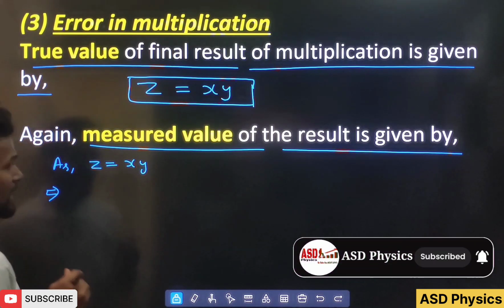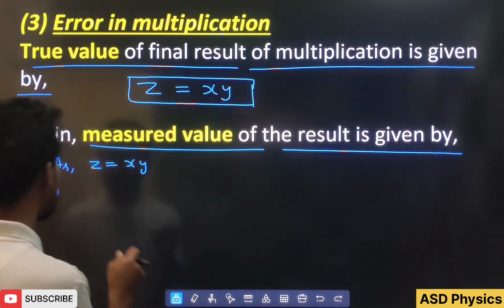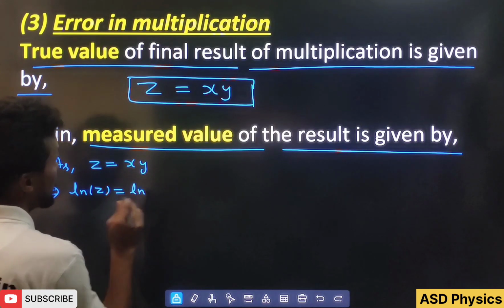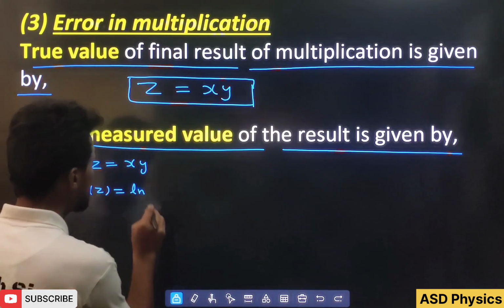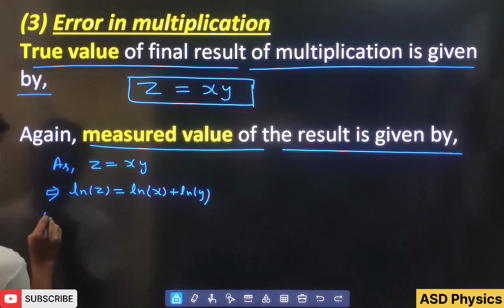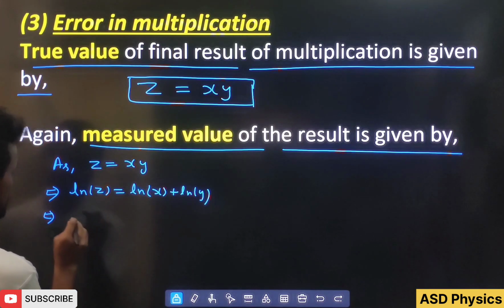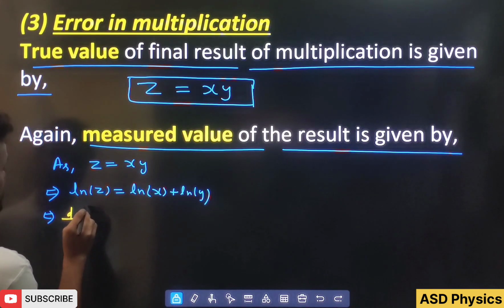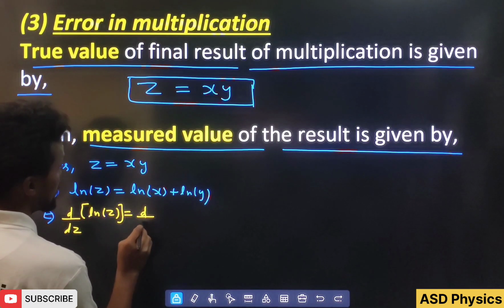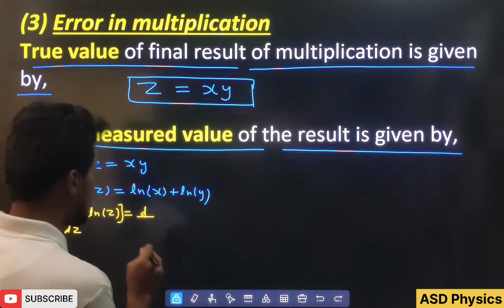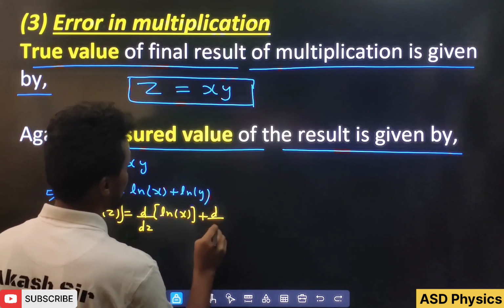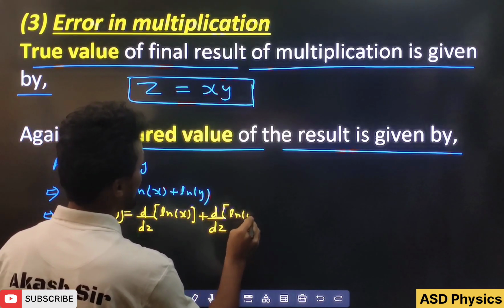Now what I will do here, on both sides I will take the logarithm to make the calculation simple. So what will become here? Natural logarithm. So ln z is equal to, kindly see very well, ln xy, then the formula will appear. So it will become ln x plus ln y. Okay, now after that what will happen, students? Now I am going to do the differentiation with respect to z. So d by dz of ln z is equal to, here also again, d by dz. I will write one step for you, and it will become ln x plus d by dz of ln y.